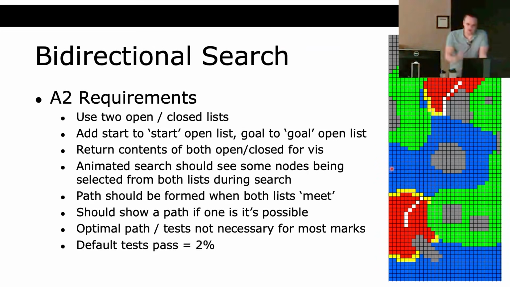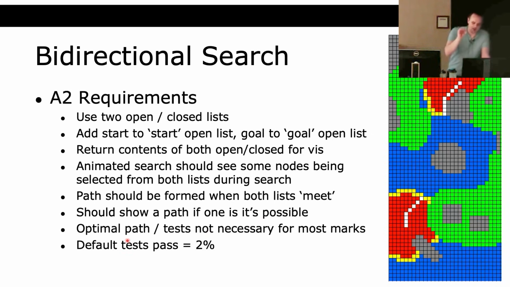So for A2 requirements for 6980, what I'm recommending is the following. Use two open and closed lists, add the start to the start list, the goal to the goal closed list. Return the contents of both open and closed lists for the visualization, so I can see them both growing. So in the get open and get closed, you just have to add both of them. Animated search should show nodes being selected from both of the lists. The path should be formed when both lists meet. It should show a path if one is possible.